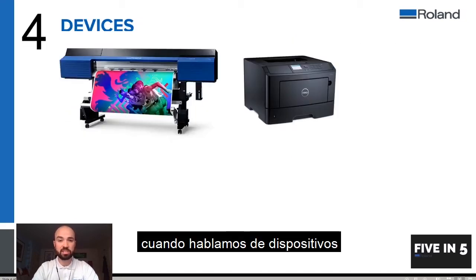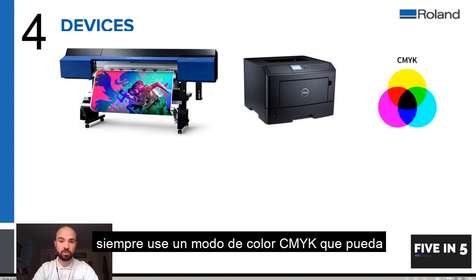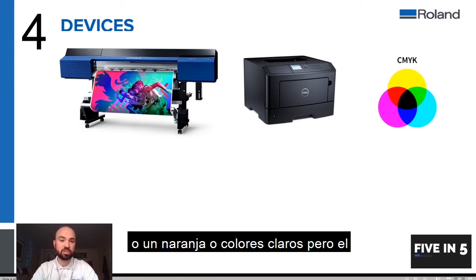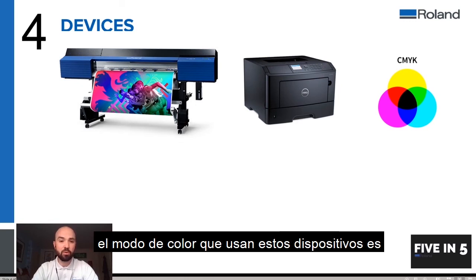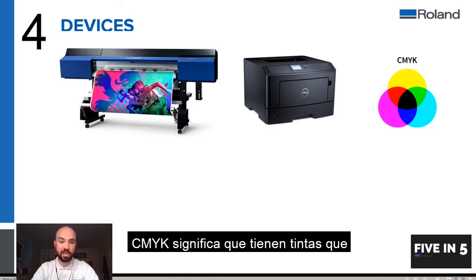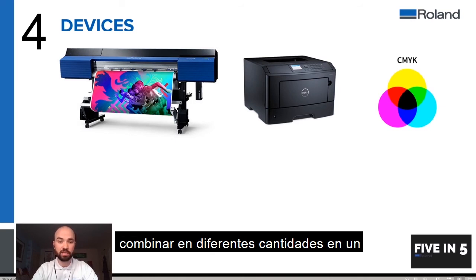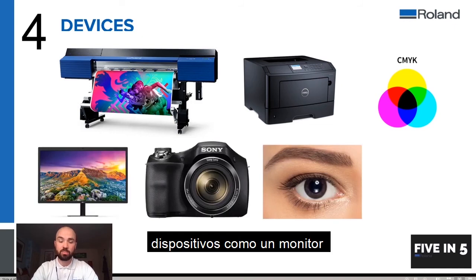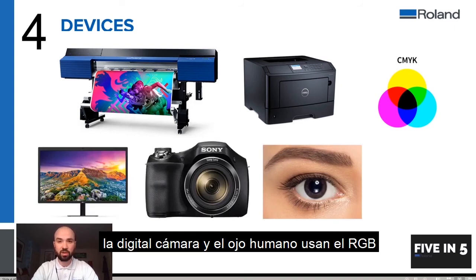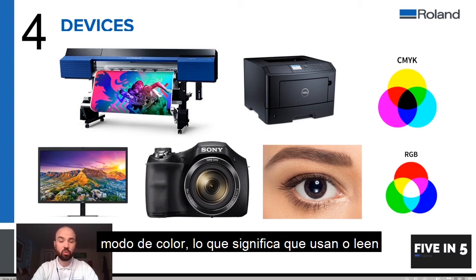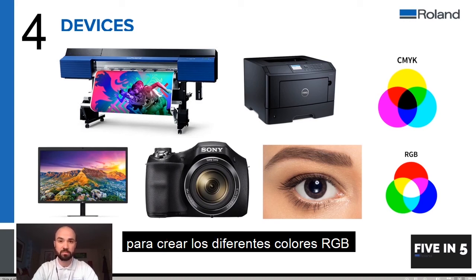When we're talking about devices, different devices can produce different colours. Digital printers, for example, always use a CMYK colour mode. There may be additional inks, such as a red, a green or an orange, or light colours, but the colour mode that these devices use is CMYK, meaning that they have inks which combine in different amounts onto a white substrate to create colour. RGB devices, such as a monitor, a digital camera, and the human eye, use the RGB colour mode, meaning that they use or read or emit different light sources in order to create the different RGB colours.